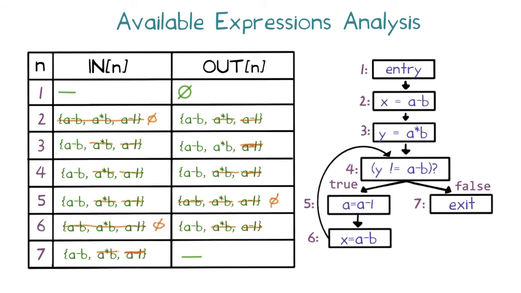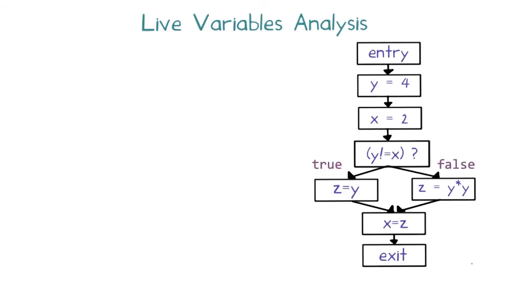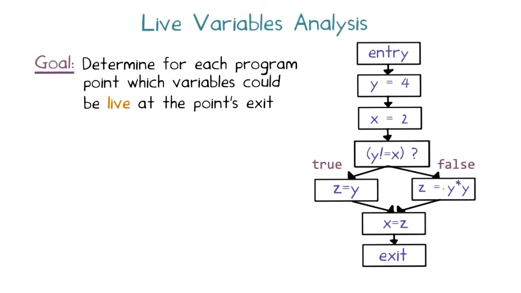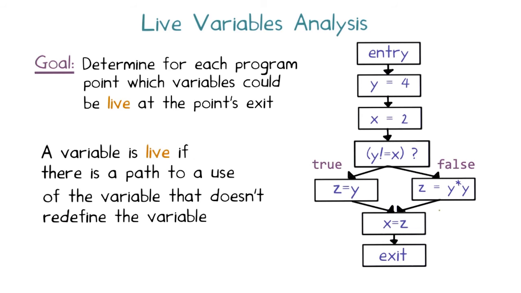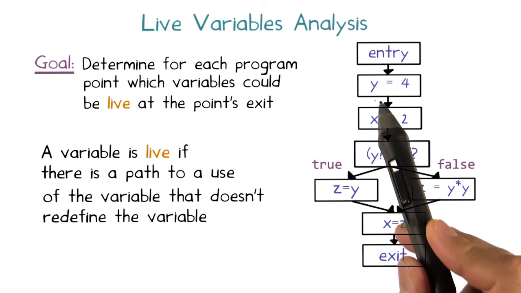Now let's move on to the final of our 4 classical data flow analyses called live variables analysis. The goal of live variables analysis is to determine for each program point which variables may be live at the exit from the point. We say that a variable is live if there is a path to a use of the variable that does not redefine the variable. Let us look at the following example program. There are 3 variables in this program: x, y, and z.